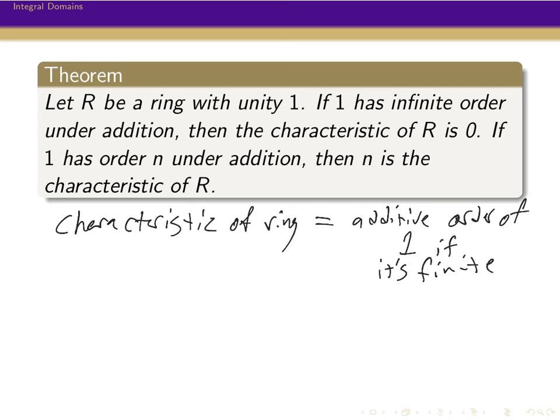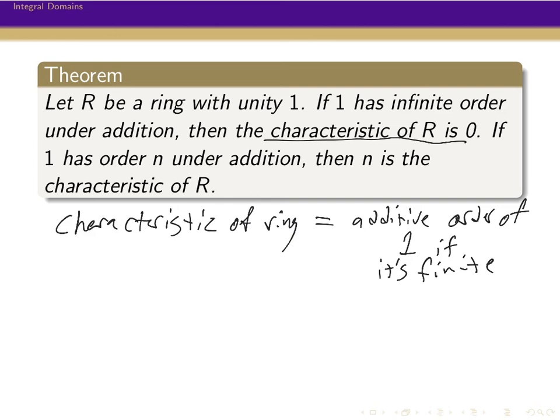Okay. And so if 1 has infinite order, then there's no n such that you add 1 together n times and get 0, and so the characteristic there is 0. So you found an element such that it doesn't work, and so that right there gives you that the characteristic is 0. So there's nothing left to prove there.